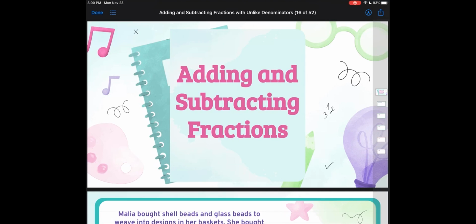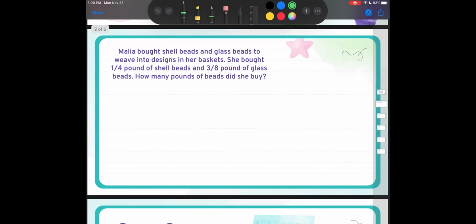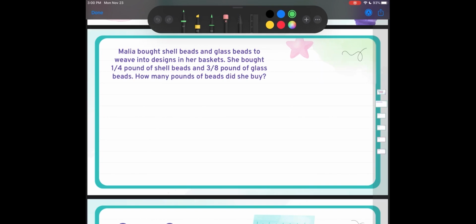So today we are going to be adding and subtracting fractions that have different denominators. In order to do this, we're going to do a combination of basically everything we've been doing the past week and a half: finding equivalent fractions, adding or subtracting our fractions, and then simplifying our final answers if we can. So let's go ahead and get started.